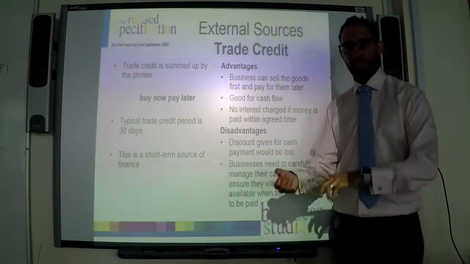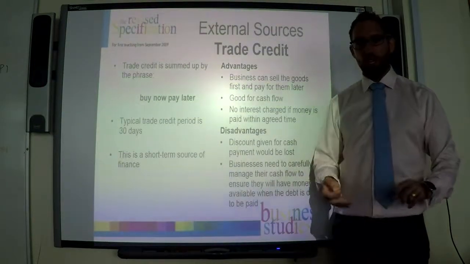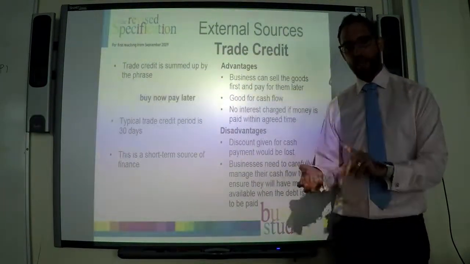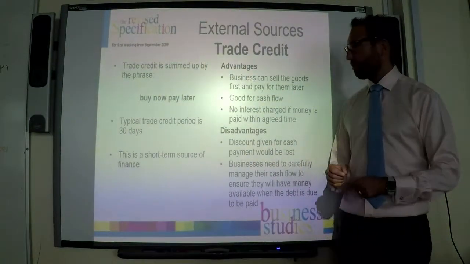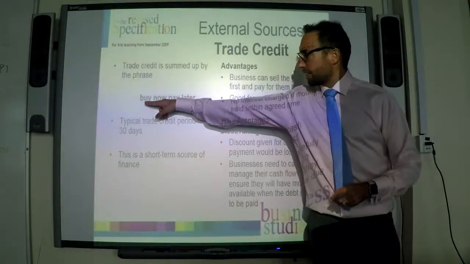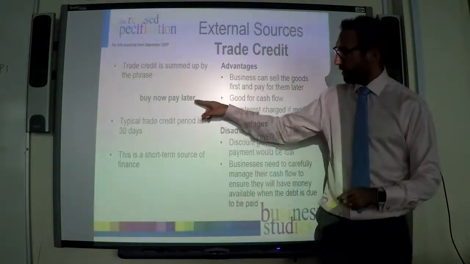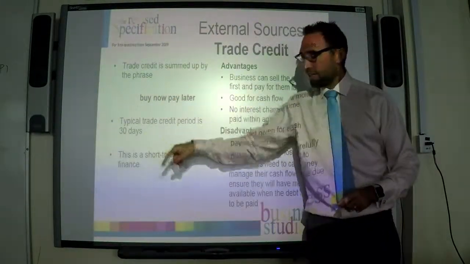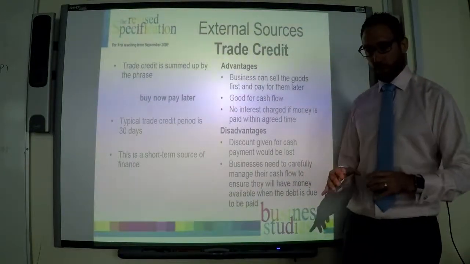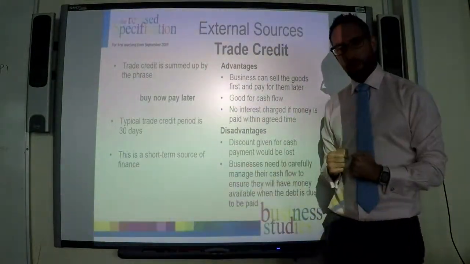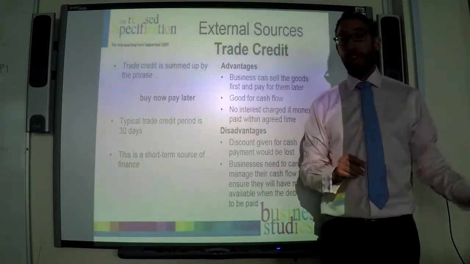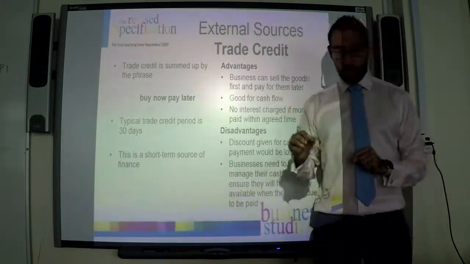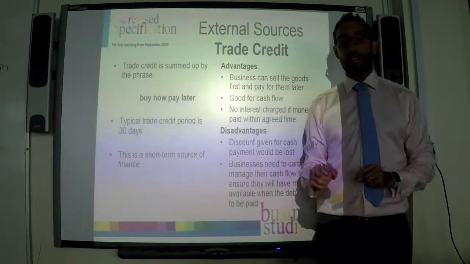If you're making tables, it would be your wood, your glue. If you're making cars, it would be your glass, your metal, your plastic. It is only supplies, your stock from your suppliers. Now, what it allows you to do is take them now, and then you pay your supplier back 30 days later. So if you go into a shop, you take the raw materials from the shop, you say thank you very much, and you leave without paying, okay? The supplier will then say, pay me back in 30 days.